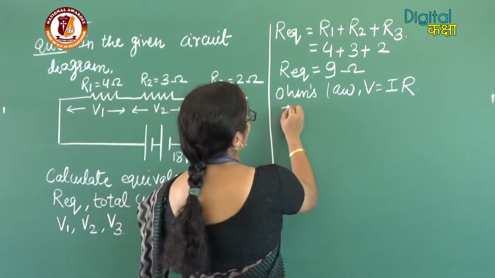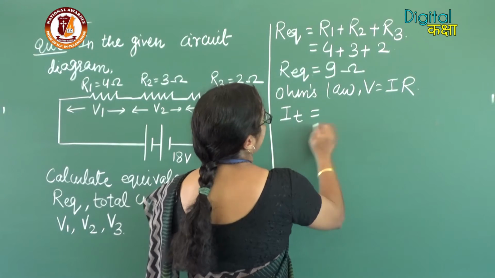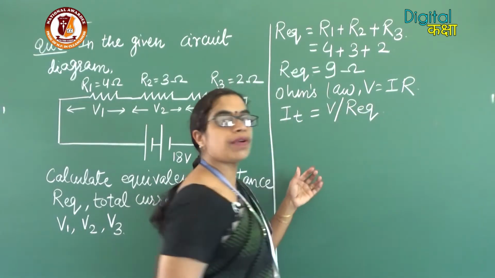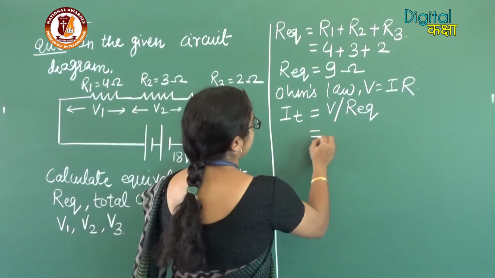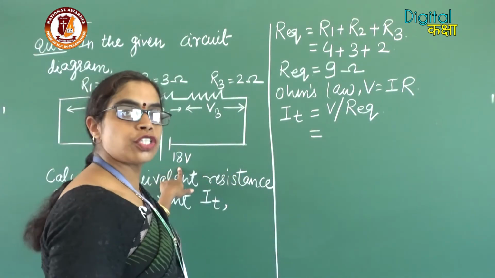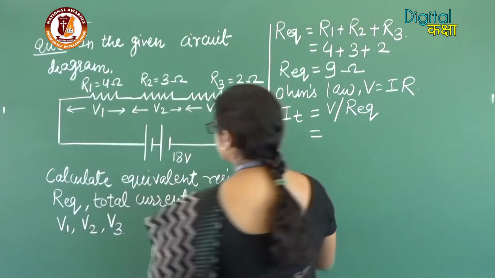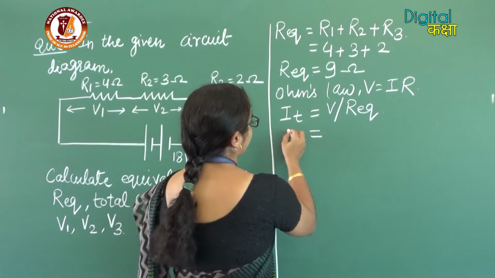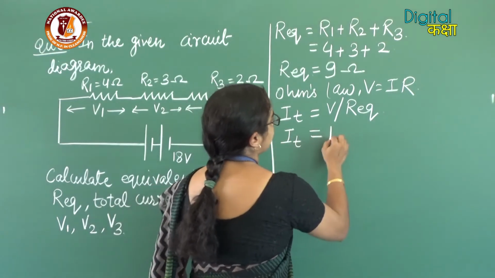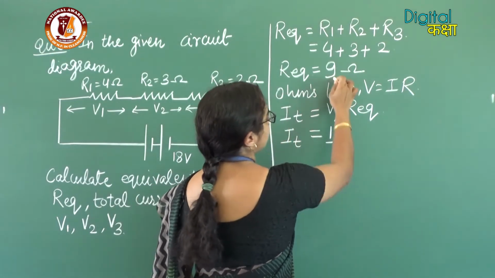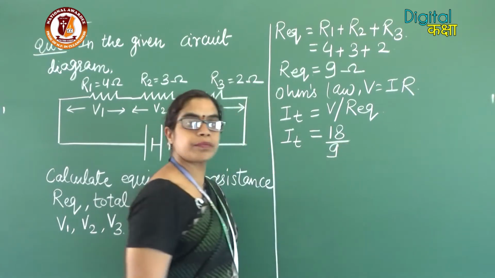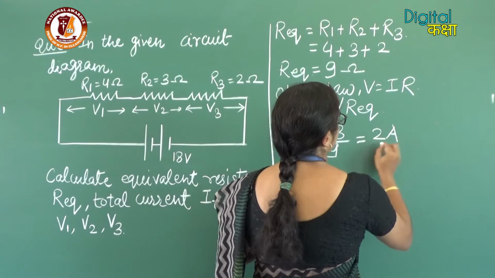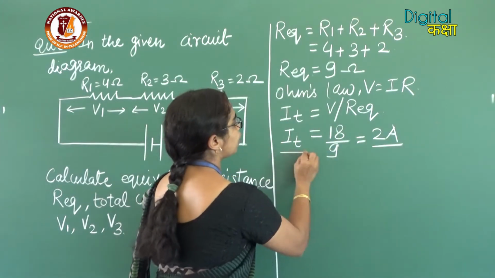So, the formula for the total current can be written as V upon R equivalent. In the circuit, V is the potential difference of the battery, which is given to be equal to 18 volt. So, the value of IT will be calculated as 18 divided by 9. Here, this value of total current will come out to be 2 amperes.